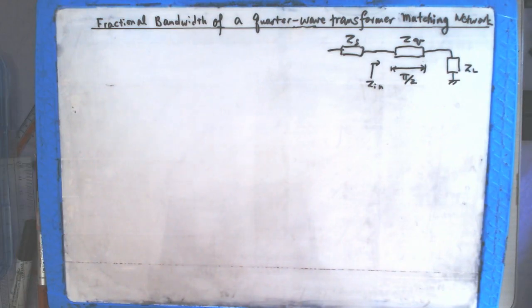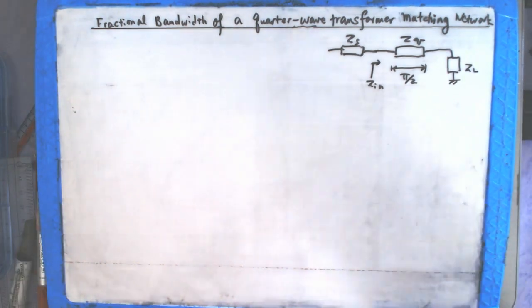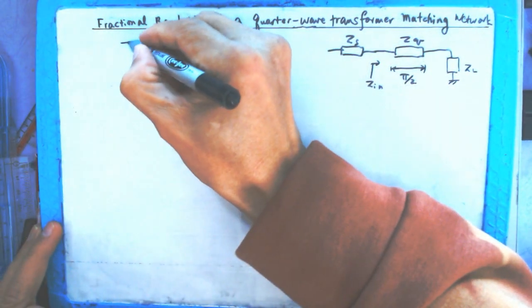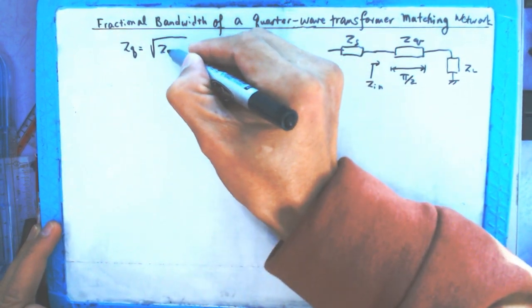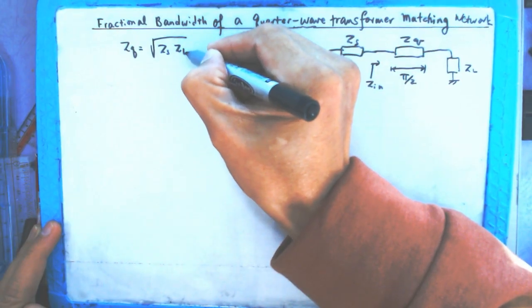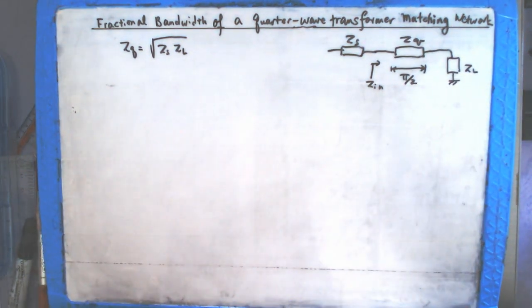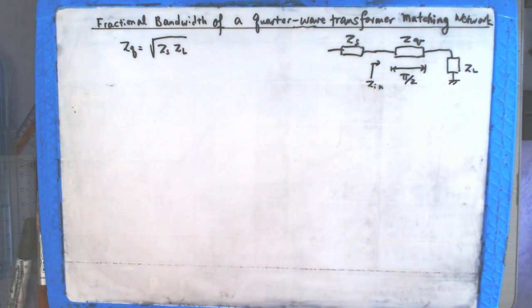The quarter wave transformer is basically a transmission line with the length equal to 90 degrees, and the characteristic impedance is ZQ, where ZQ is given by the square root of ZL ZS. So this is the formula for the quarter wave transformer.